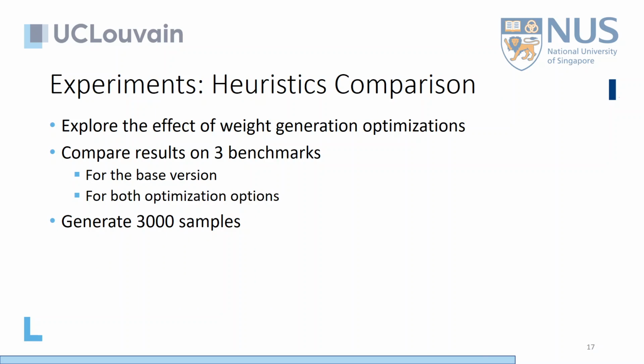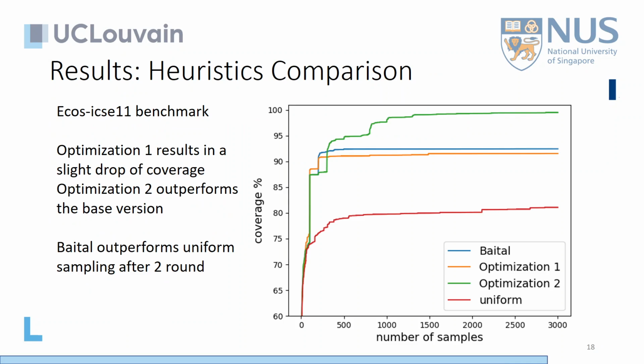We were also interested to check how our heuristics work, so we wanted to explore their effect on the coverage. Therefore, we compare the results on 3 benchmarks for the base version, where we don't do any optimizations, and of both optimized versions. And in this experiment, we generated 3,000 samples with all versions, and we were making a cumulative plot for all of the benchmarks. So here is the result on one of the benchmarks. Here we can see that the bottom line corresponding to the uniform sampling actually has the worst results, and even with 3,000 samples generated with uniform sampling has worse coverage than 200 samples generated with any version of our tool.